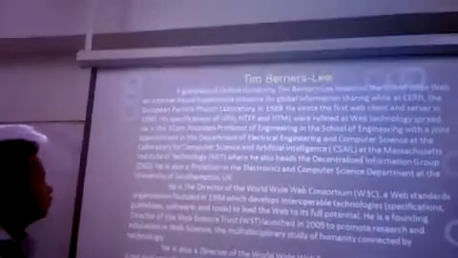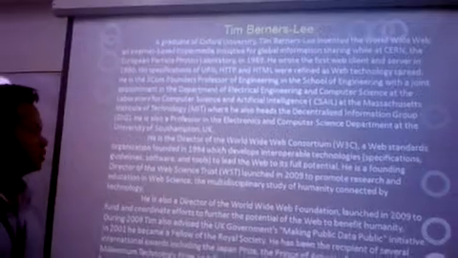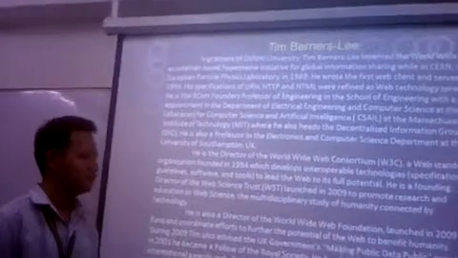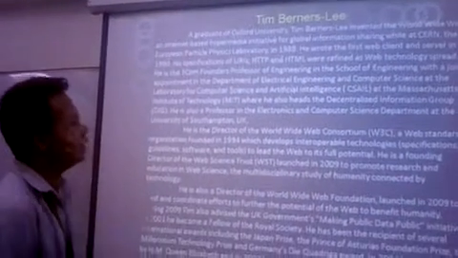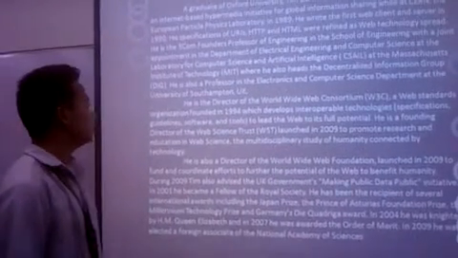He is the 3Com Founders Professor of Engineering in the School of Engineering, with a joint appointment in the Department of Electrical Engineering and Computer Science and the Laboratory for Computer Science and Artificial Intelligence at the Massachusetts Institute of Technology, or MIT, where he also heads the Decentralized Information Group. He is also a professor in the Electronics and Computer Science Department at the University of Southampton, UK.